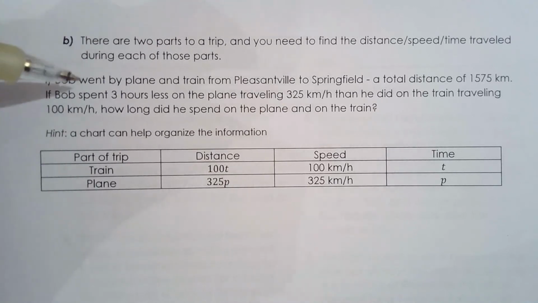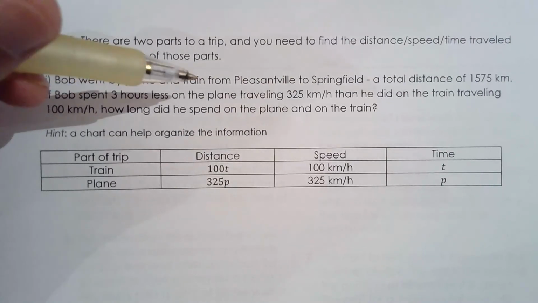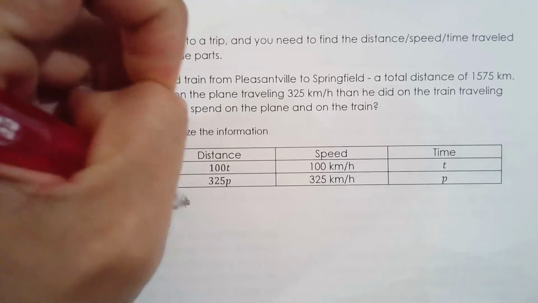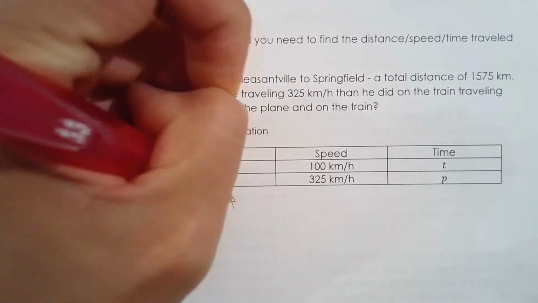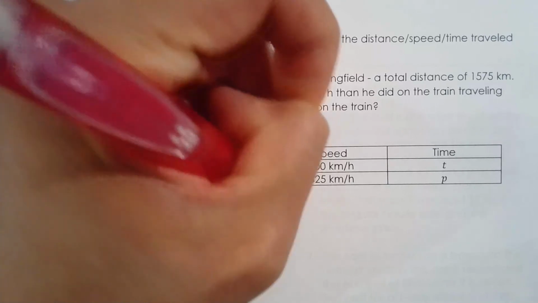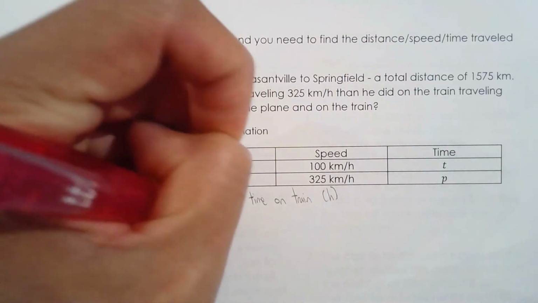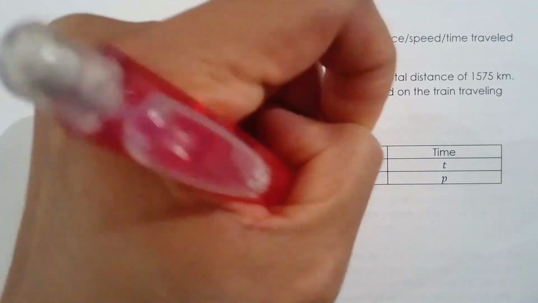Our first question: Bob went by plane and train from Pleasantville to Springfield, a total distance of 1575 kilometers. Bob spent 3 hours less on the plane traveling 325 kilometers per hour than he did on the train traveling 100 kilometers per hour. How long did he spend on the plane and on the train? Let's do our let statements first. Let T represent time on train. Let P represent time on plane.